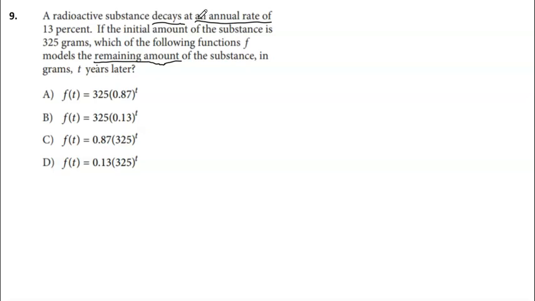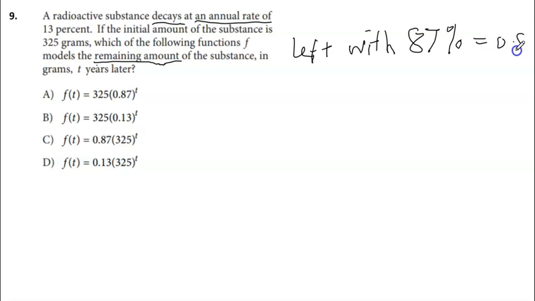So if it's decaying by 13%, it means we'll be left with what? Left with 87%, which is equal to 0.87. So that's the amount that will remain each year after the decay.